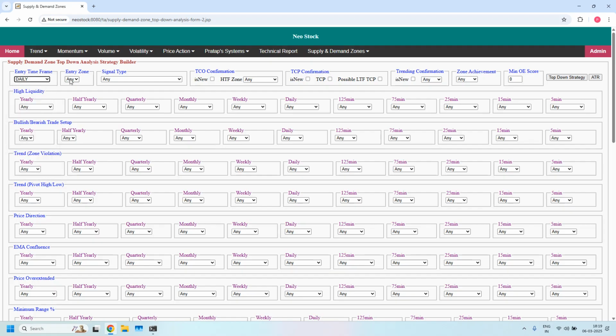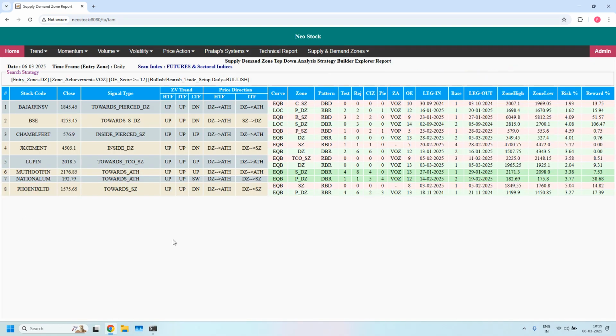Entry time frame is daily. Entry zone, demand zone. Bullish or bearish trade setup at daily, I am selecting bullish. Zone achievement violated opposing zone. Minimum order enhances score 12. Let's filter. We got 8 stocks. Currently, these 8 stocks are supporting bullish trade setup for monthly income trade. And all these entry time frame zones are daily demand zones.